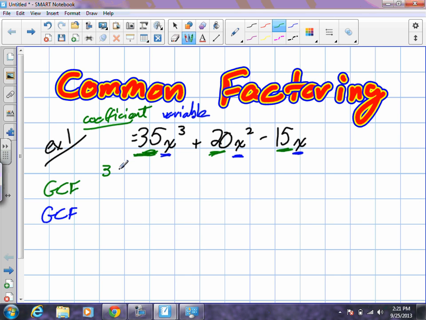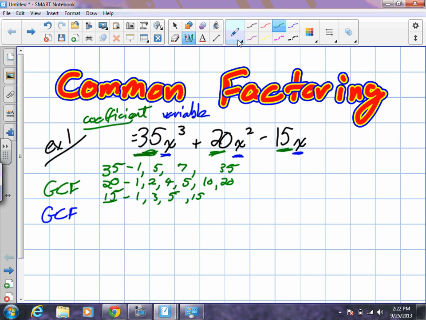So we have 35, 20, and 15. I want to write out all of the factors of each of these numbers. What are the factors of 15? 1, 15, 3, and 5. Good. What are the factors of 20? 1 and 20, 2 and 10, 4 and 5. Excellent. What about the factors of 35? 1, 35, 5, 7. That's it. Good. So we have all the factors of each number.